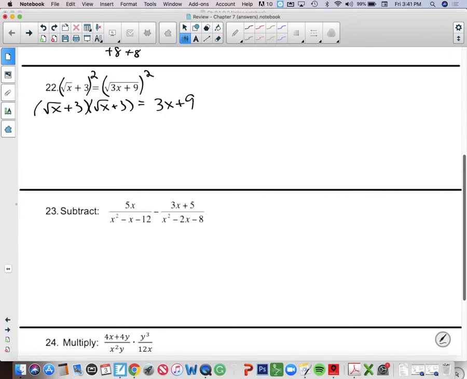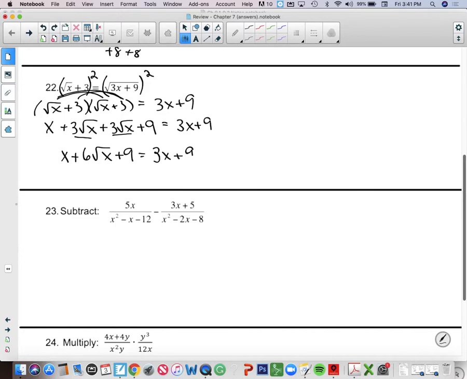So foiling on the left, we do square root of x times square root of x, which is going to be an x. Square root of x times 3, so that's plus 3 square root x. And we have another plus 3 square root x. And then 3 times 3 on the back end is plus 9. Okay, so we'll keep writing that down and we'll simplify as we go. So that and that can be added together. So we have x plus 6 square root x plus 9 equals 3x plus 9.